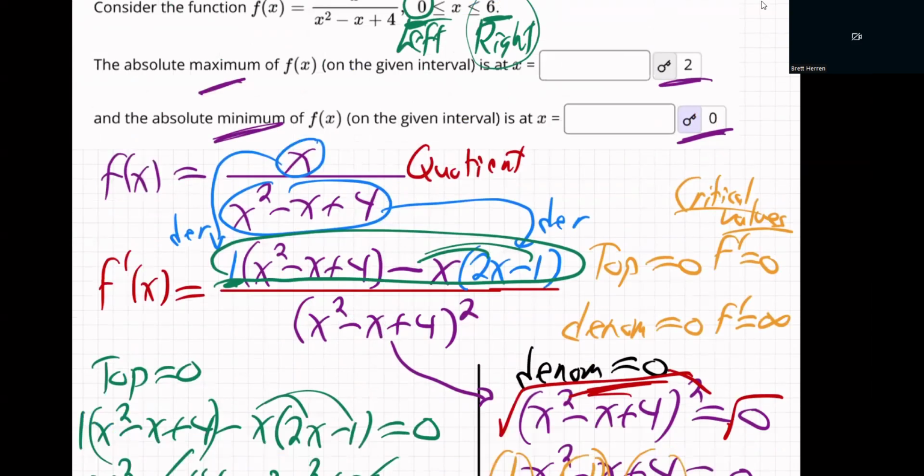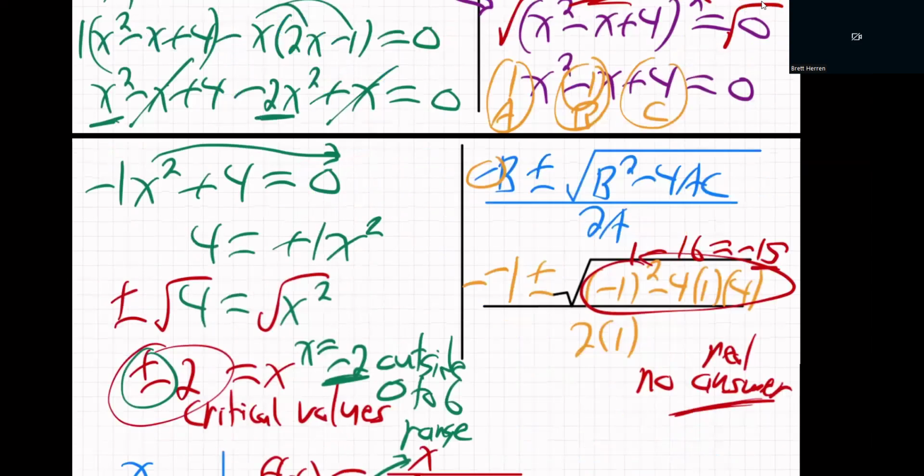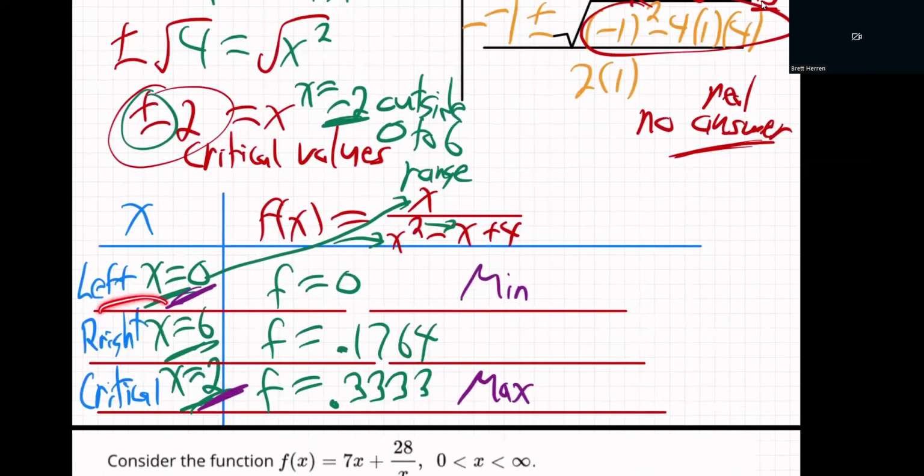So what do we do? We take the derivative, set the top and the bottom equal to 0 to get the critical values, and then make a table with the left, the right, and any critical values that were within the range. We had to throw out the negative 2 because that's outside of the range of 0 to 6 that they asked us to look in. And so there we go.